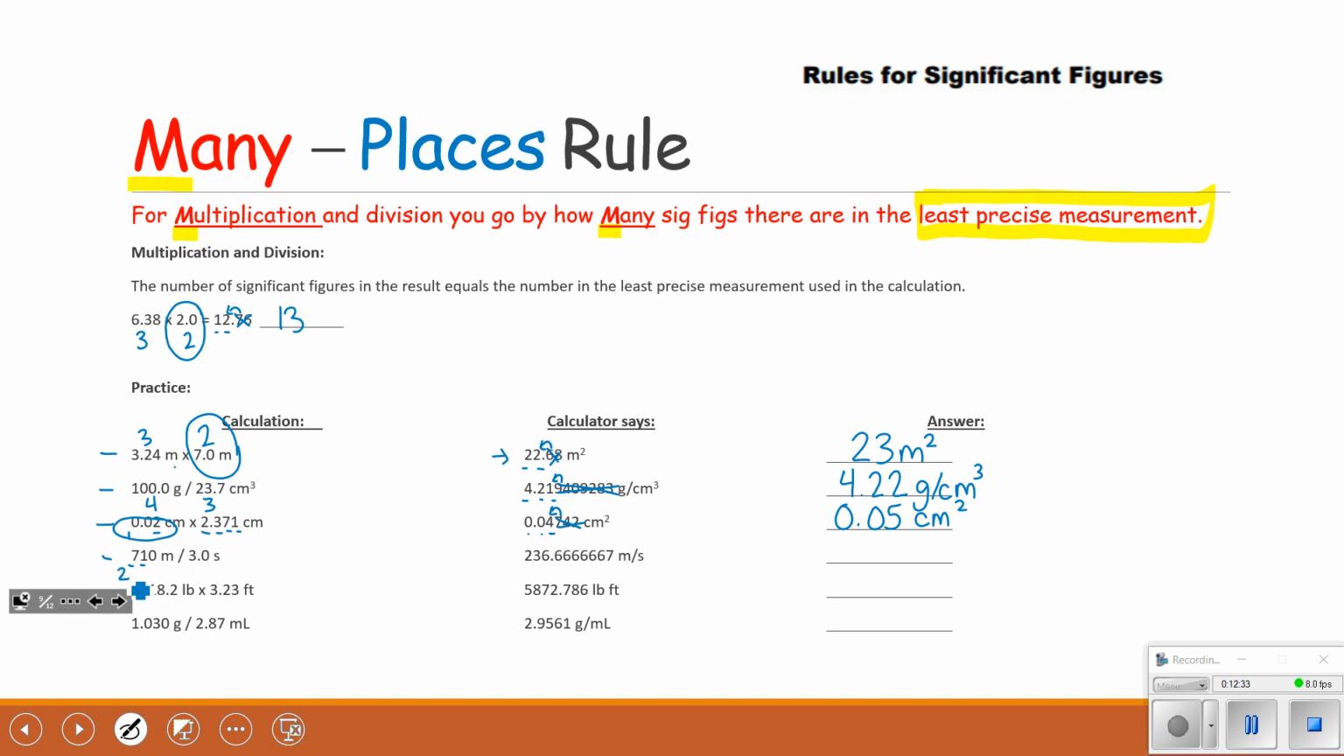And 3.0 seconds has 2 as well. So both of those have 2 significant figures, therefore your answer should have 2. Now when you're looking at this, you know you're going to keep the 2, you know you have to keep the 3, okay? You know you have to drop these, and you have to drop that 6 after the 3.